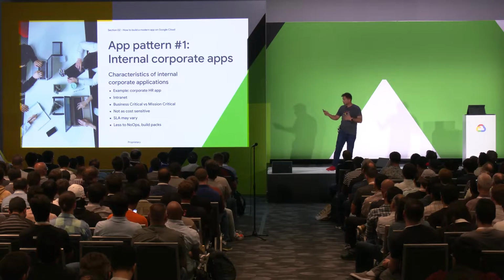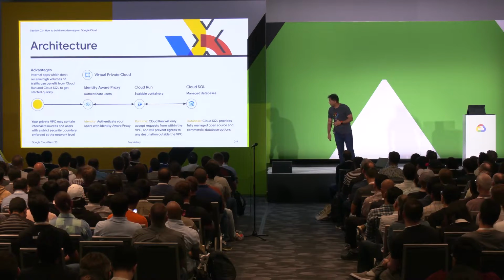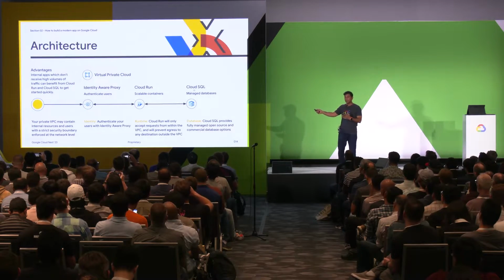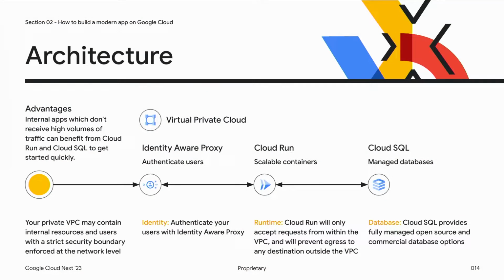So if these are the characteristics, and I take the Lego blocks that I talked about, how would I build such an architecture? I would take the application, and because internal apps don't receive high volumes of traffic, they could benefit from a combination of Cloud Run and Cloud SQL. I would have my application packaged in containers, run them in Cloud Run, and have Cloud SQL as my managed database behind it. And because this is internal, I would put them inside a virtual private cloud, and I would have an IAP, or Identity-Aware Proxy, that can authenticate the users.